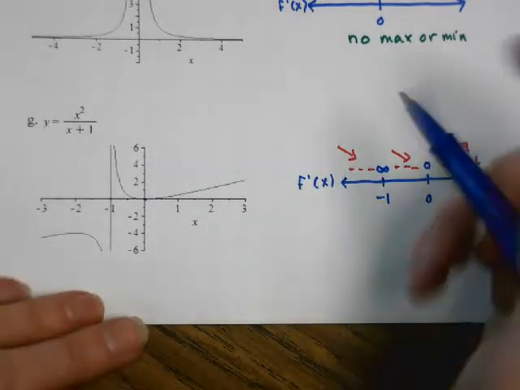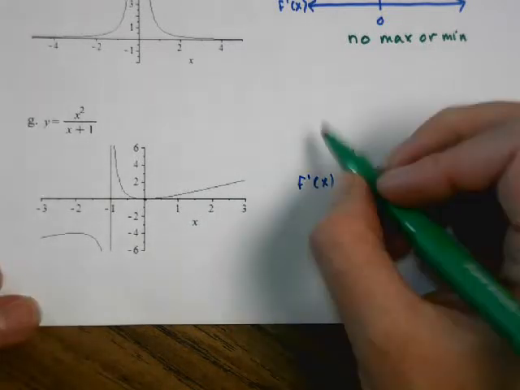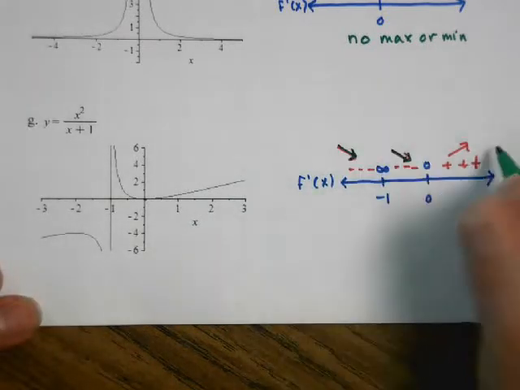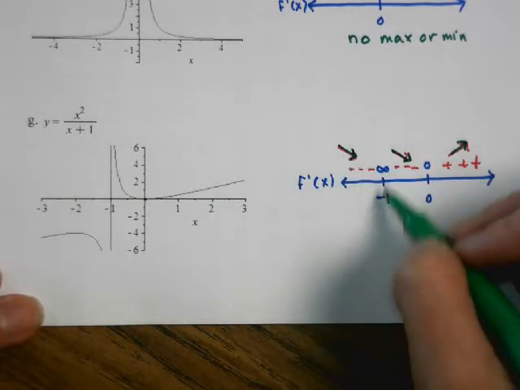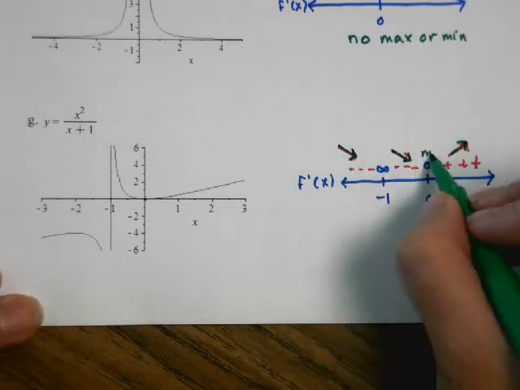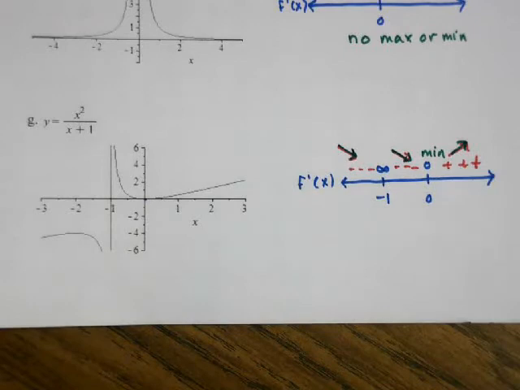So I should just make those green, huh? So this one is just an asymptote. This one is a minimum for this graph.